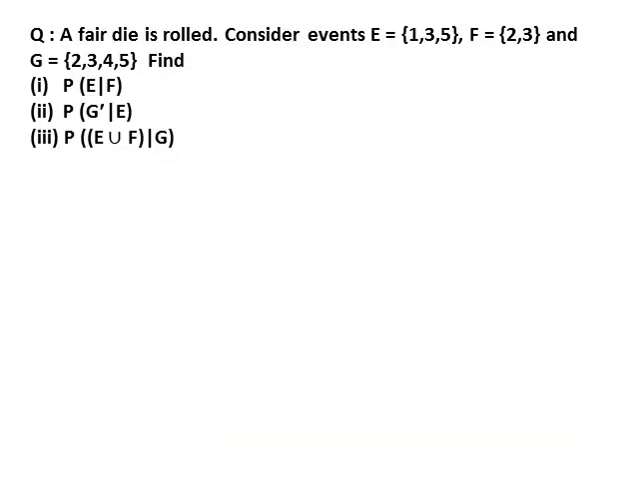Take one more question. A fair die is rolled. Consider event E with favorable outcomes 1, 3 and 5, F with favorable outcomes 2 and 3 and G be the event with favorable outcomes 2, 3, 4 and 5. Find probability of E given F, probability of G complement given E and probability of E union F given G.